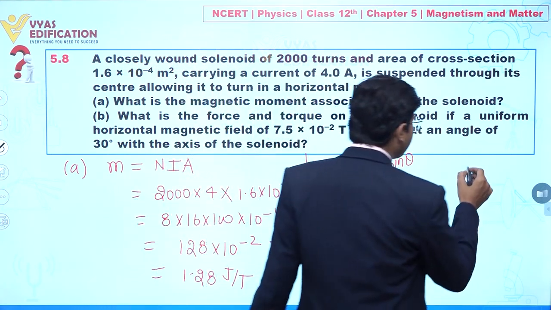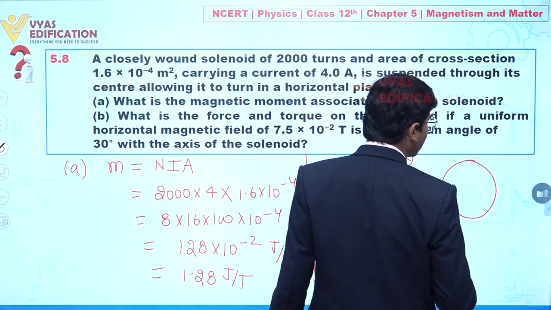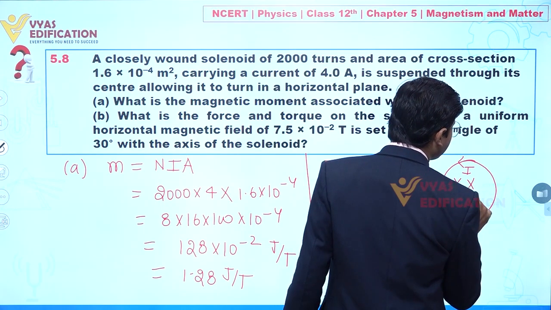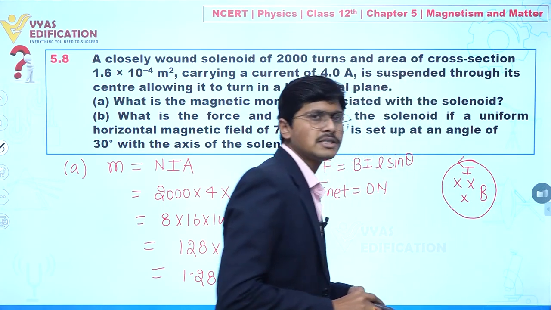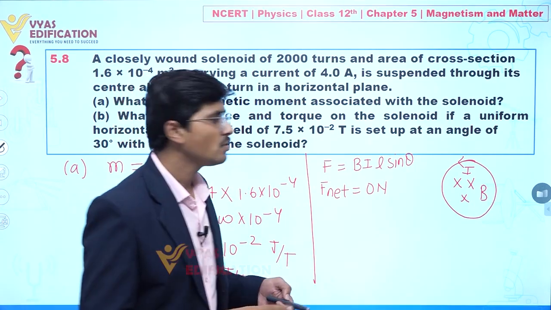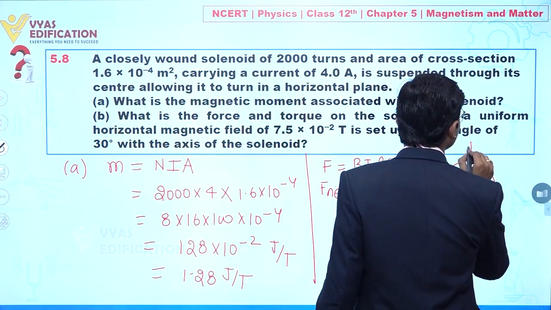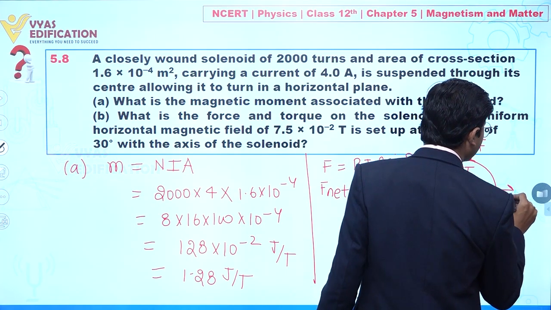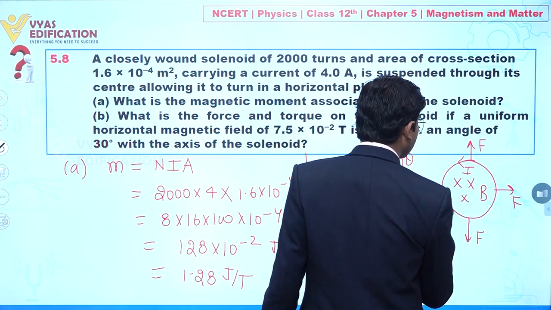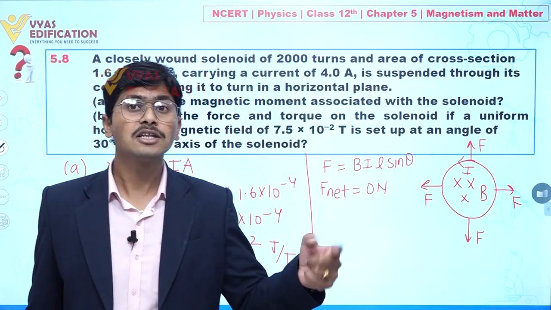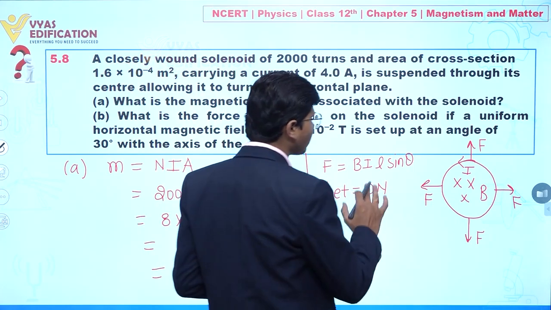Let's suppose this is 1 turn. For 1 turn, let's suppose the current is flowing like this and the magnetic field is like this. If you use the right hand rule or left hand rule, the force is acting in this direction, here the force will act in this direction, and in this direction like this. So one force is cancelled by another force. So directly we can say the net force is 0.